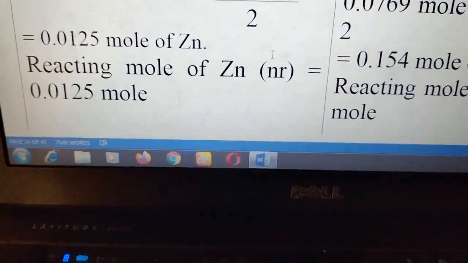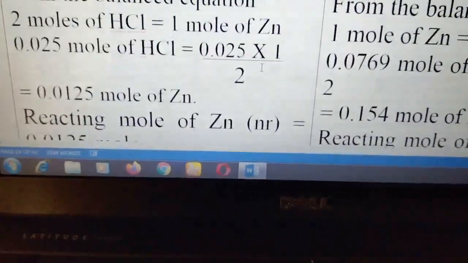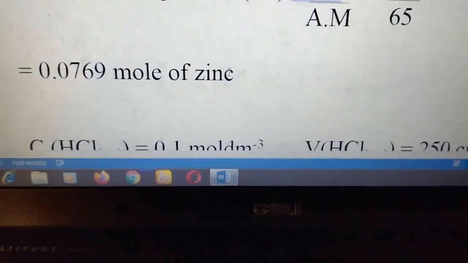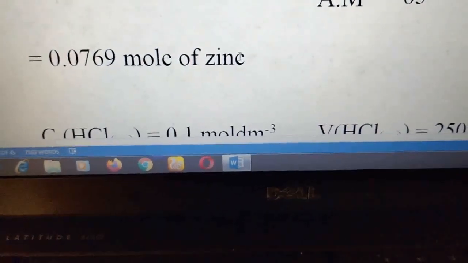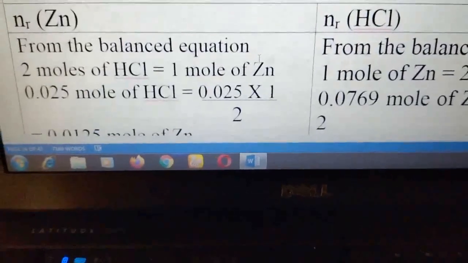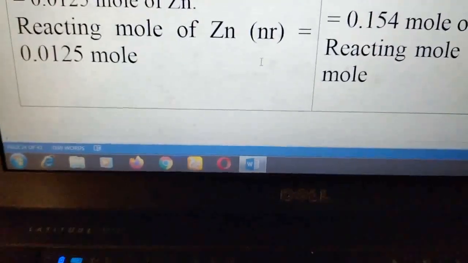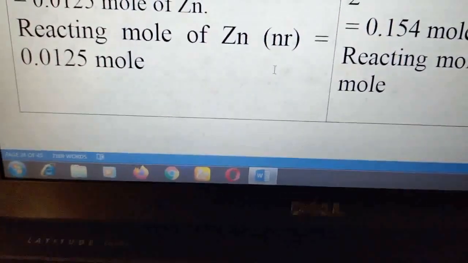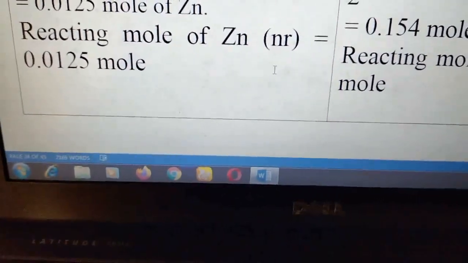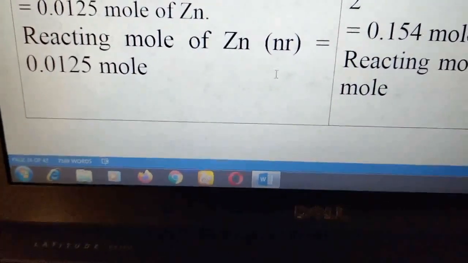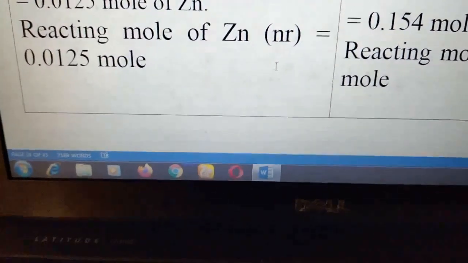Is zinc in excess or is zinc limiting? Let's find out. If zinc is in excess, the initial mole should be higher than what is going to react. So what amount of zinc was introduced? 0.0769 mole. What amount of zinc reacted? 0.0125. So 0.0769 is higher than 0.0125. That means zinc is in excess, because what you introduce is more than what's going to react. So we're going to have surplus at the end of the day.